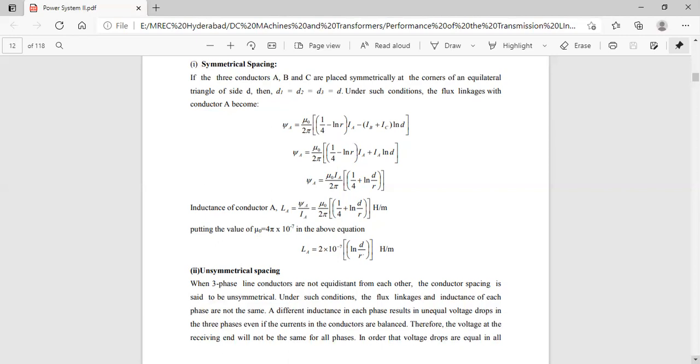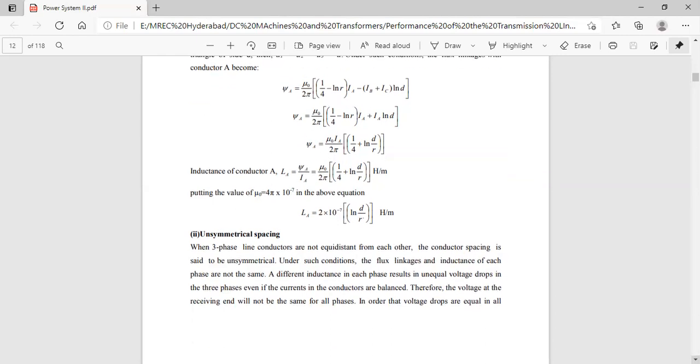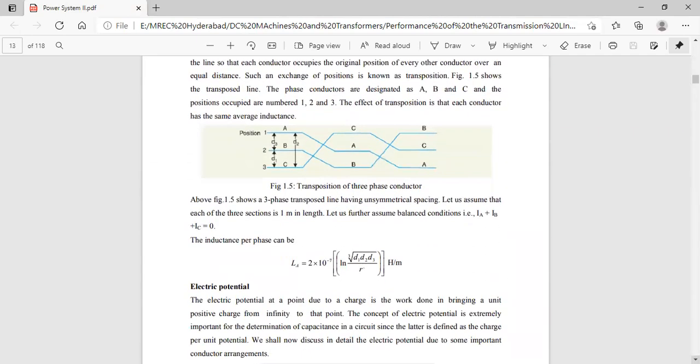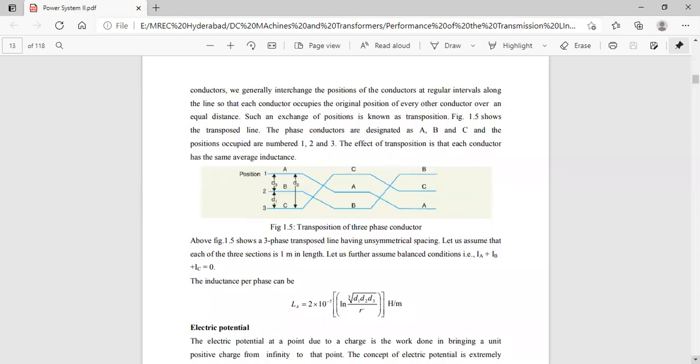A different inductance in each phase results in unequal voltage drop in the three phases, even if the currents in the conductors are balanced. Therefore, the voltage at the receiving end will not be the same for all phases. In order that the voltage drops are equal in all conductors, we generally interchange the position of the conductors at regular intervals along the line so that each conductor occupies the original position of every other conductor over an equal distance. Such an exchange of position is known as transposition.